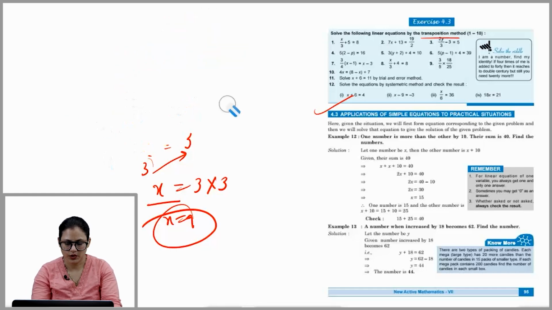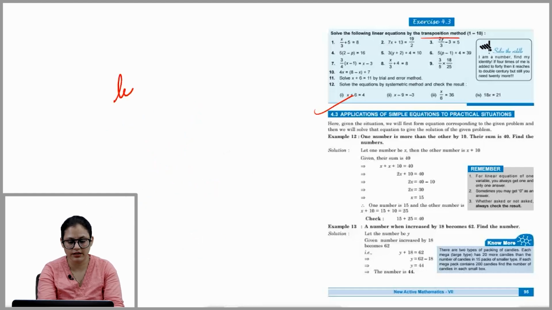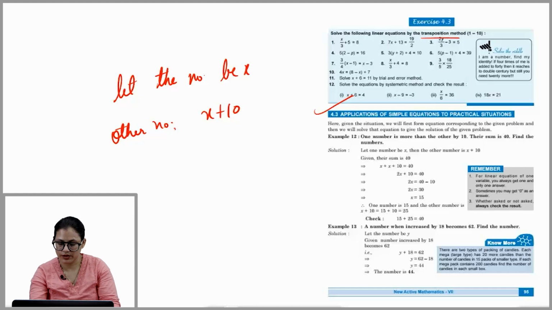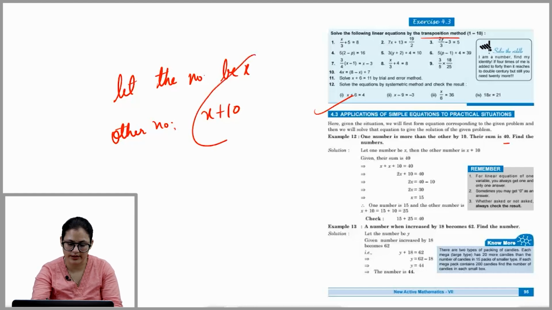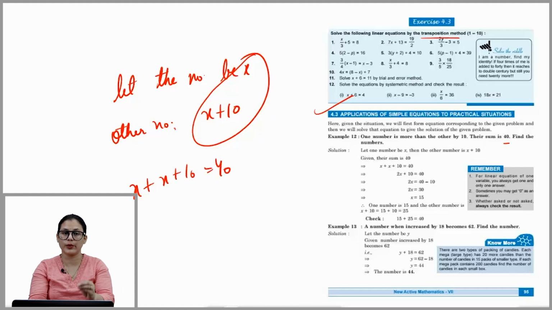So what is given here? First we will let the number be x. And the other number is what? One number is more than the other by 10. So the other number is x plus 10. Okay. And their sum is what? 40. It means we will have to add these two numbers. x plus x plus 10 is equal to 40 according to the equation.